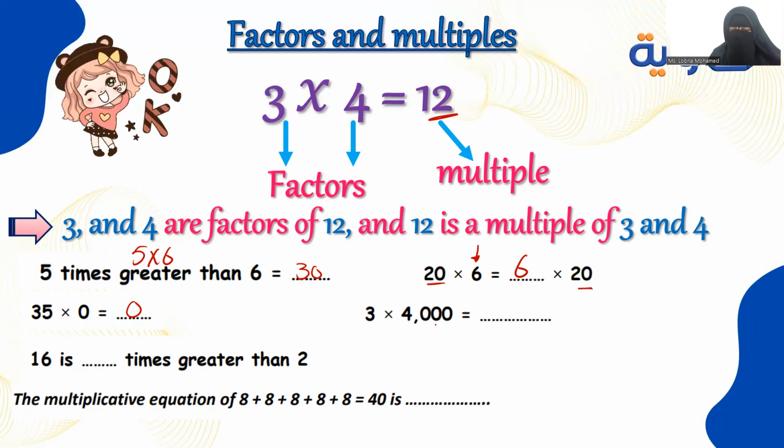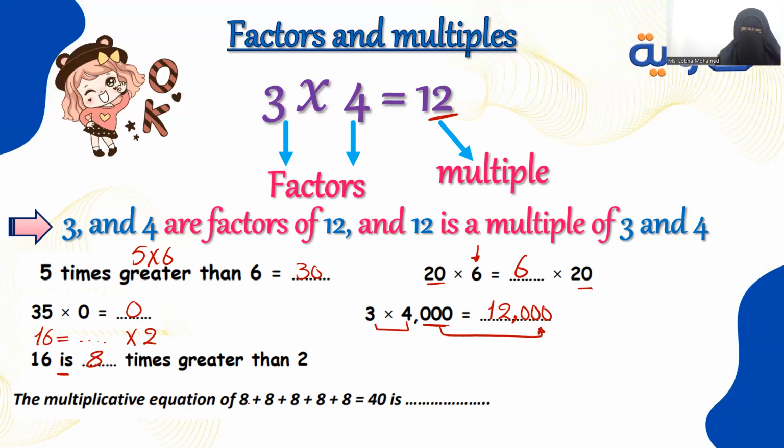What about the result of 3 times 4,000? At first, you have to multiply 3 and 4 together. 3 times 4 equals 12. After this, just bring down the zeros. Okay, so it's gonna be 12,000. Let's move to the next one. 16 is what times greater than 2? The word "is" in math means equal. So 16 equals what times 2? What times 2 equals 16? Of course it's 8. So it's gonna be 8.